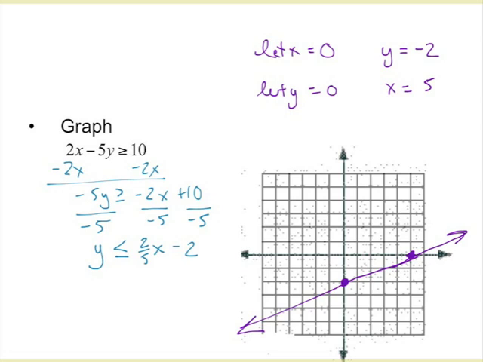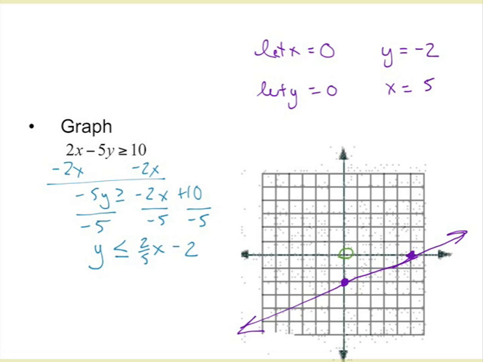So now we need to decide which side of this to shade. My favorite point to test is 0, 0. So if it's possible, I like to do that. The reason why I didn't on the last problem was because our line went through 0, 0. Okay? If your line goes through it, you can't test it. But otherwise, I always like 0, 0 because I think it's easy to plug in.